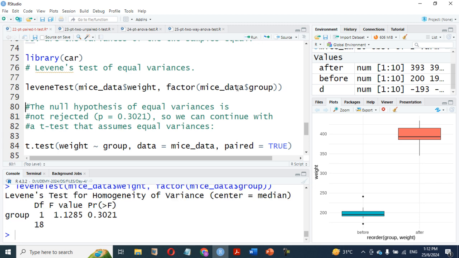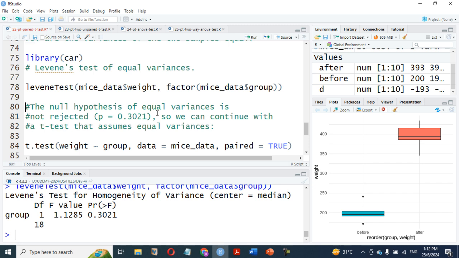You can see no more error. I mean, no more warning. It's not an error, so it does not stop our running process. So the Levene test passed because it's not significant. Okay, so the null hypothesis of equal variance is not rejected. P is 0.32, so we can continue with the test that assumes equal variance.